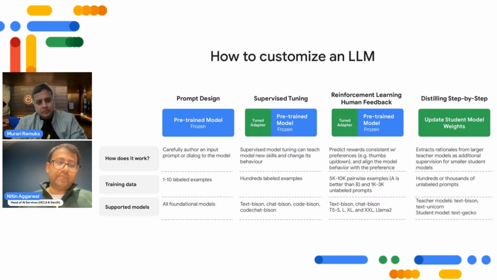Some of the options available with RLHF are T5 small, large, and extra large models, the text bison model, code bison model, or chat bison model. Primarily, text bison and chat bison models are available as a part of RLHF.